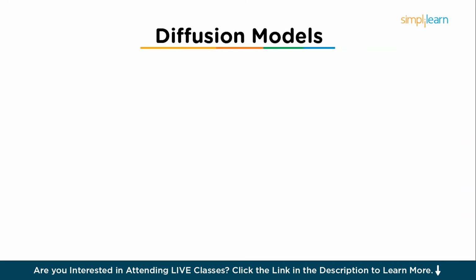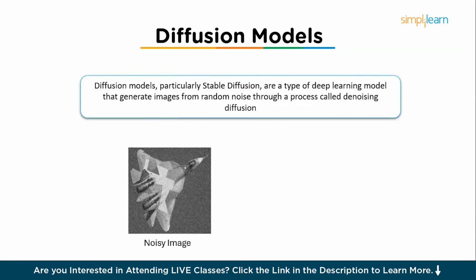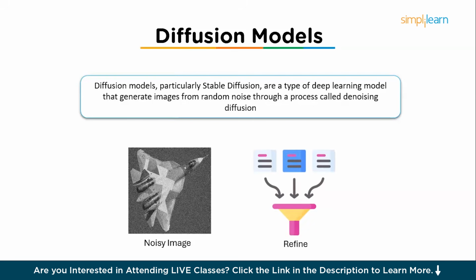Basically, we can see the core of image generation. So what are diffusion models? Diffusion models, particularly stable diffusion, are a type of deep learning model that generates images from random noise through a process called denoising diffusion. This technique works by starting with an image full of noise, like the static on a TV screen, and gradually refining it step by step until a fully detailed image emerges. The AI learns how to add meaningful structures, textures, and lighting from extensive datasets of real-world images.